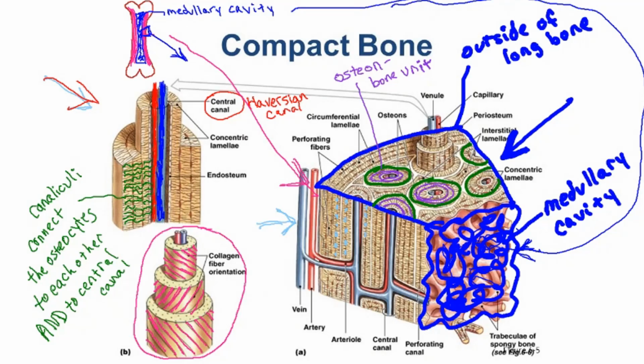Now if you look at the diagram, you'll notice that the osteons are not the only things in this wedge. See, we have, oh, I missed one. We have the osteon here, these big ring units. Here's an osteon unit.